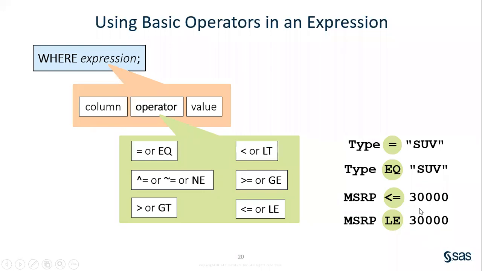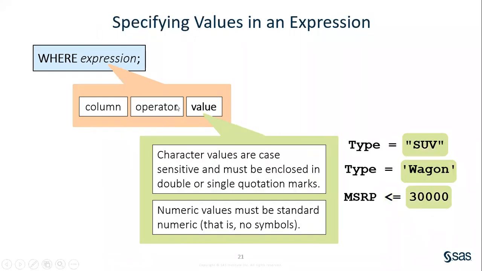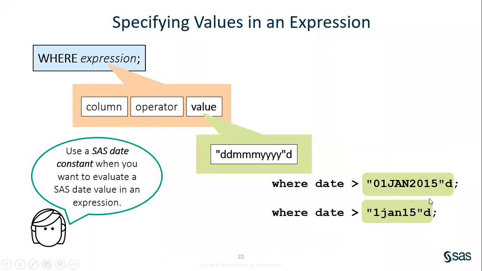All right. So what values? So this is what it's telling. Values could be character values, which are case sensitive and must be enclosed in quotation marks, either double or single. Or it could be a numeric value, so simple numbers. All right. So that's what it was explaining.